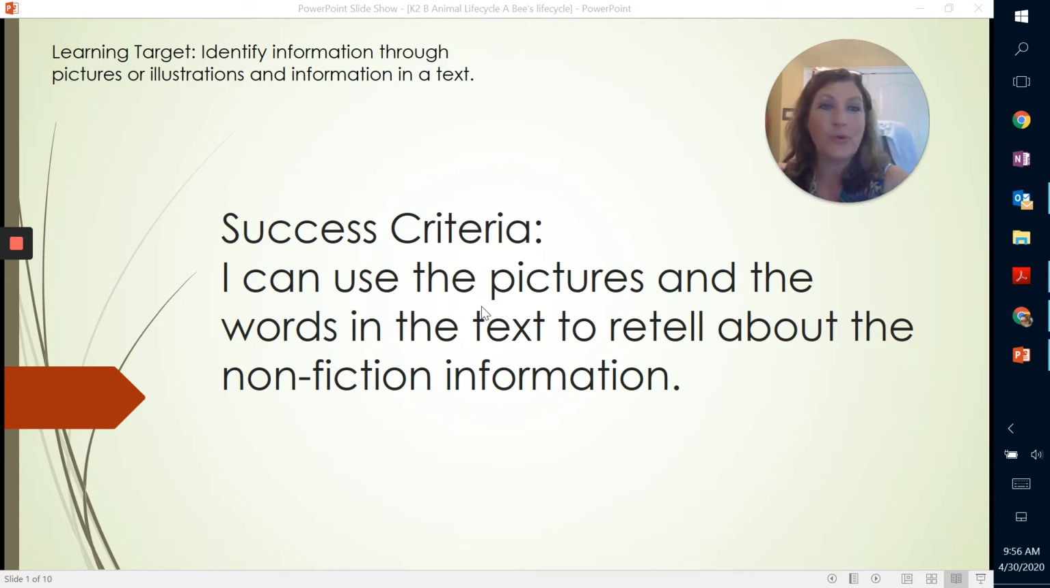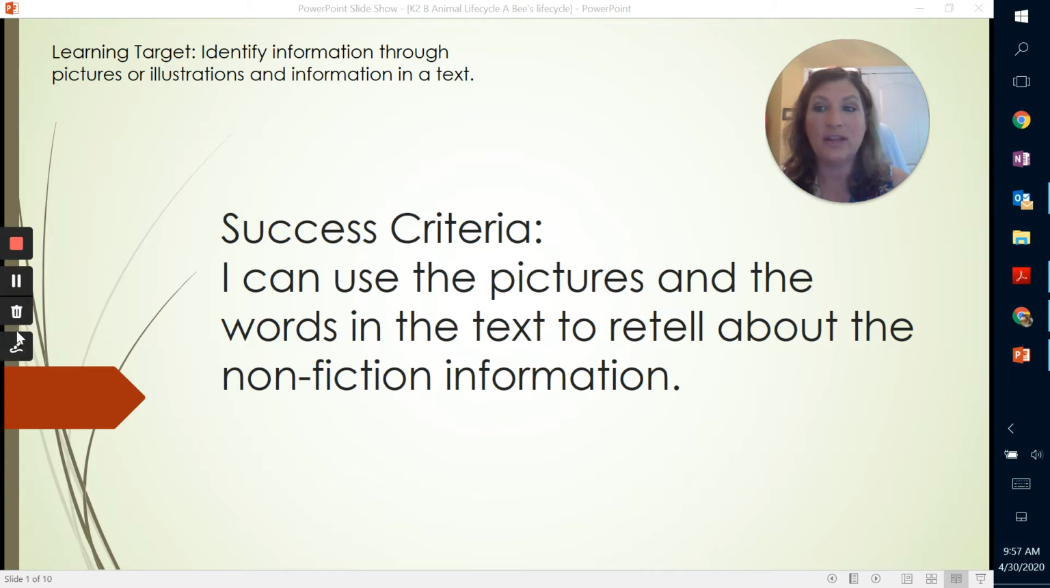We are actually going to work on a nonfiction textbook today. We're going to identify information through pictures or illustrations and information in a text. Now, your success criteria, what you're going to be able to accomplish today, is that you can use the pictures and the words in the text to retell about nonfiction information.